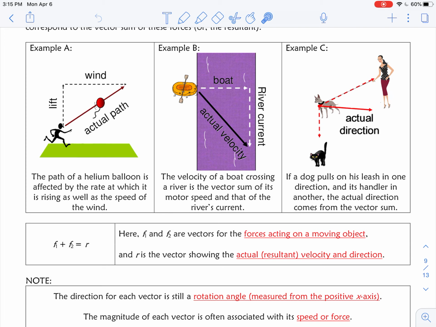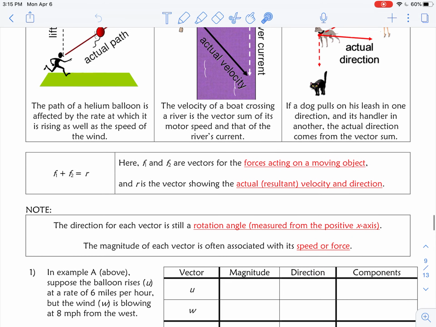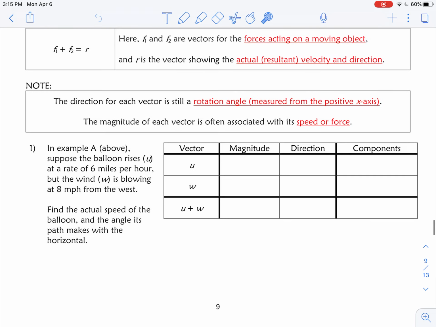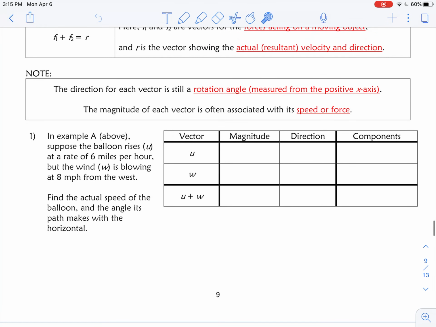It says when F1 and F2 are vectors for the forces acting on a moving object, R is the vector showing the actual velocity and direction. That's the resultant vector. The direction is still a rotation angle measured from the positive x-axis, so we'll still be using our inverse tangent. The magnitude is associated with the speed or force, and we still use our Pythagorean theorem.